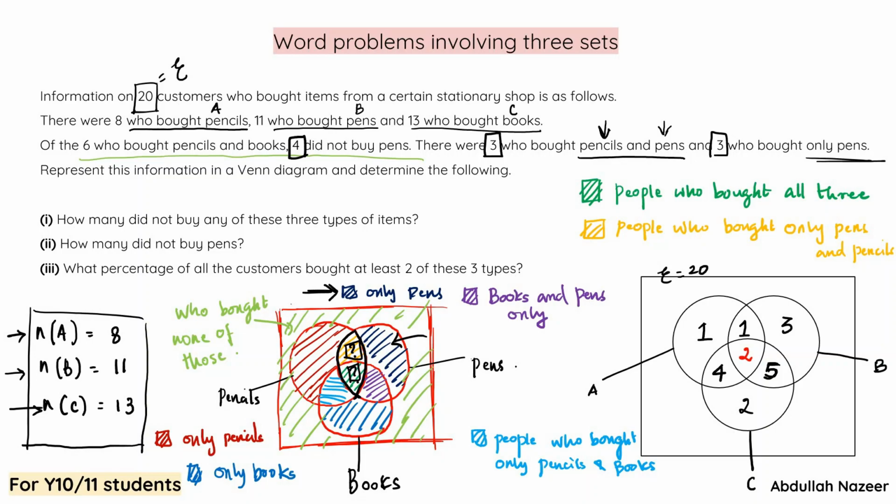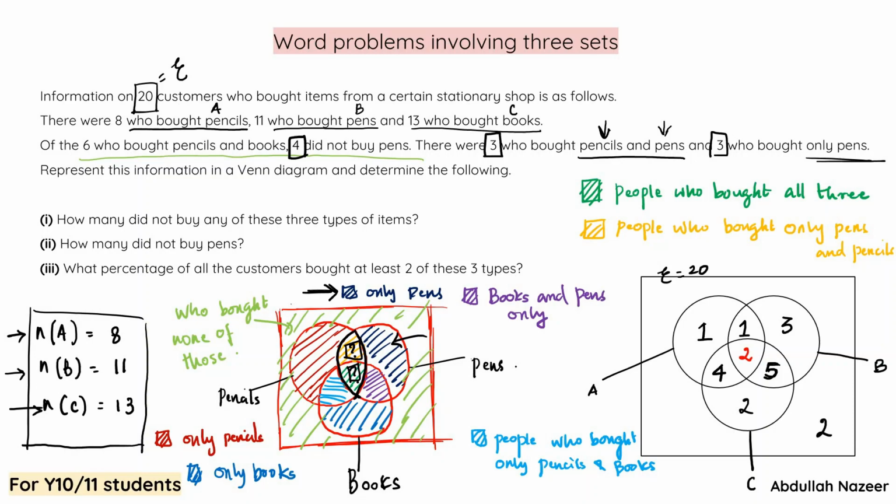So to find the number that falls into the outside region, let's add up all the values that we have found so far. So that's 1 plus 1 plus 3 plus 4 plus 2 plus 5 plus 2, which is a total of 18. Which means the outside region should be 20 minus 18, which is 2.